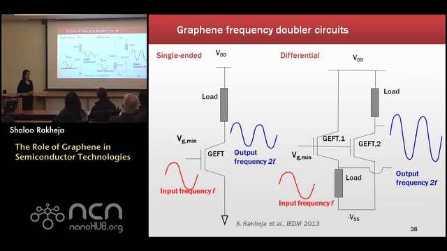Next, I'll go on to simulation of graphene frequency doublers. So this is a single-ended graphene frequency doubler, and we have a GFET that is biased to the Dirac point, and we give it an input frequency of f, and at the output we get double the frequency. Then there is a differential-ended topology where we have two symmetric graphene field effect transistors. The difference between the differential and the single-ended topologies is that it suppresses the feed forward of the fundamental component, and it also suppresses spurious components in your output.